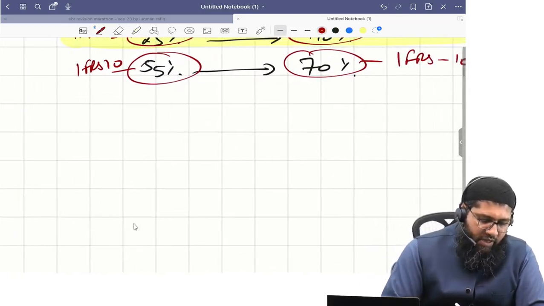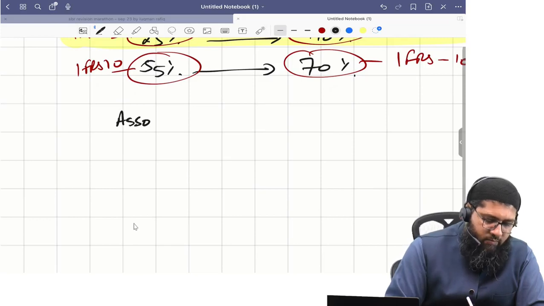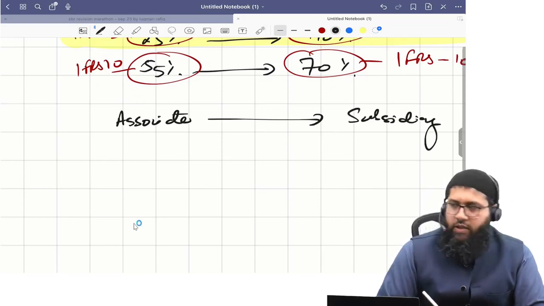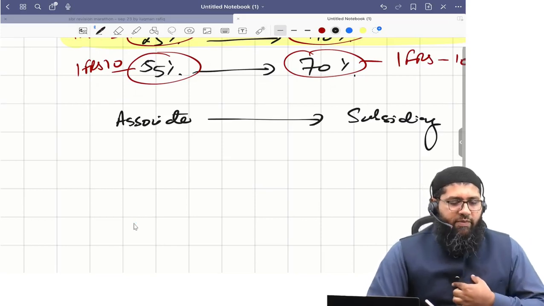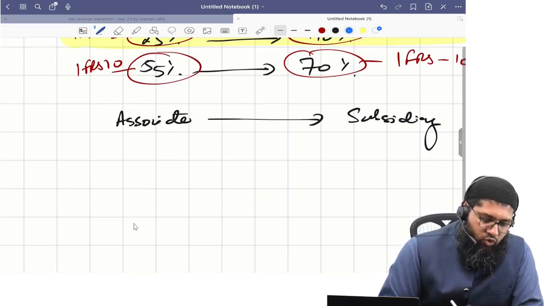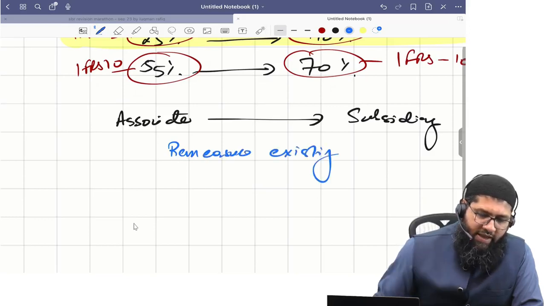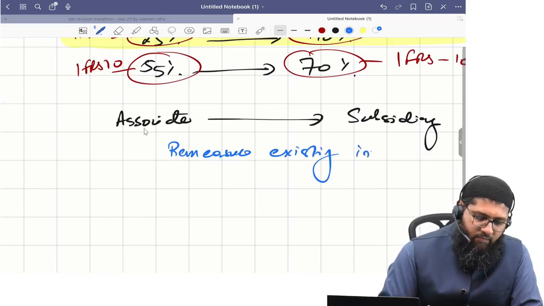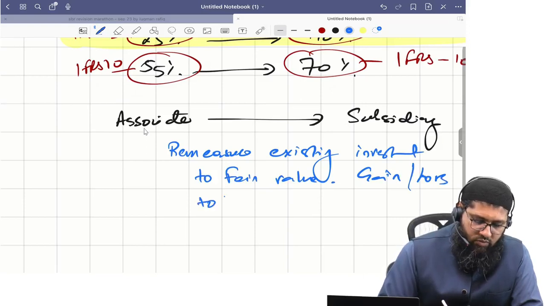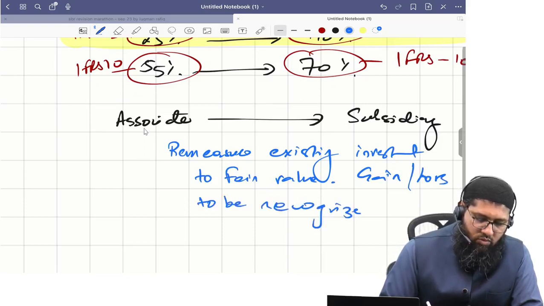So for example, if you had a company which was an associate, and from associate it is actually becoming a subsidiary, what is it that you have to do? Just try to understand. You have to remeasure the existing investment to fair value. Any gain or loss to be recognized in profit and loss account, right?